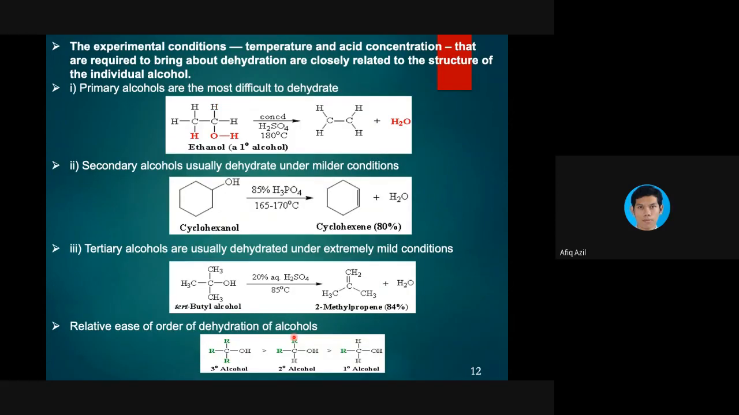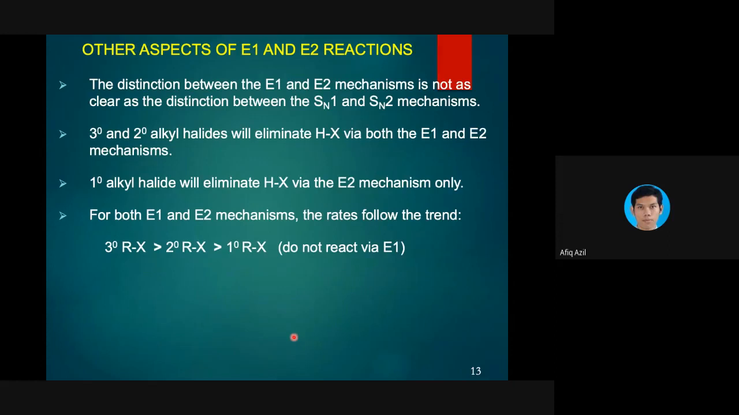And I'm going to skip straight away to this one, which is the aspects of E1 and E2 reactions. So the distinction between E1 and E2 mechanism is not as clear as between SN1 and SN2, meaning that, how do you determine whether the reaction proceeds via E1 or E2? So sometimes it is not easily distinguished, unlike SN1 and SN2.